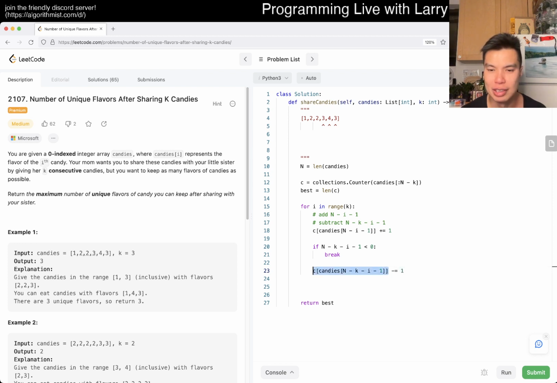Otherwise, c of candies of n minus k minus i minus 1, we subtract by 1. And of course, the way that we do it is that if this is equal to 0, then we delete this, which allows us to use the length of c as the number of keys. Because we can do this all in one time, and all these are all O(1), we can amortize that out. Okay, let's give it a spin.